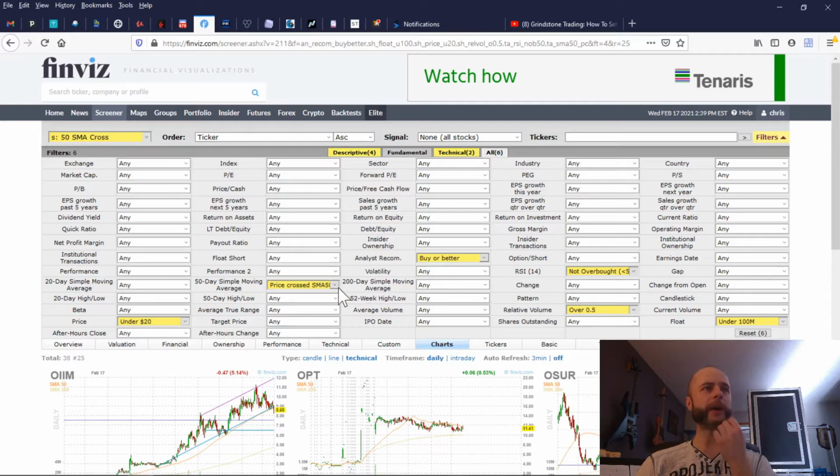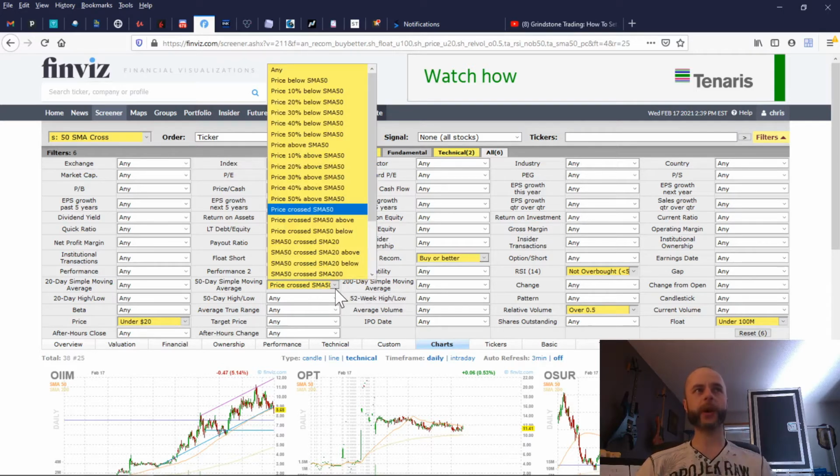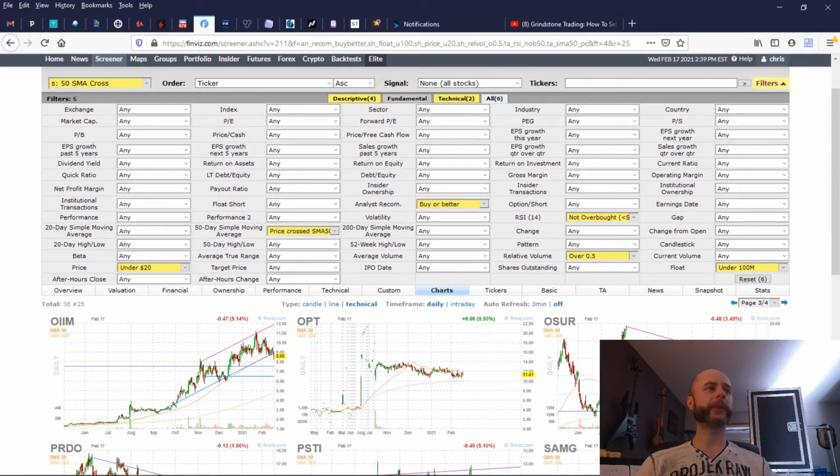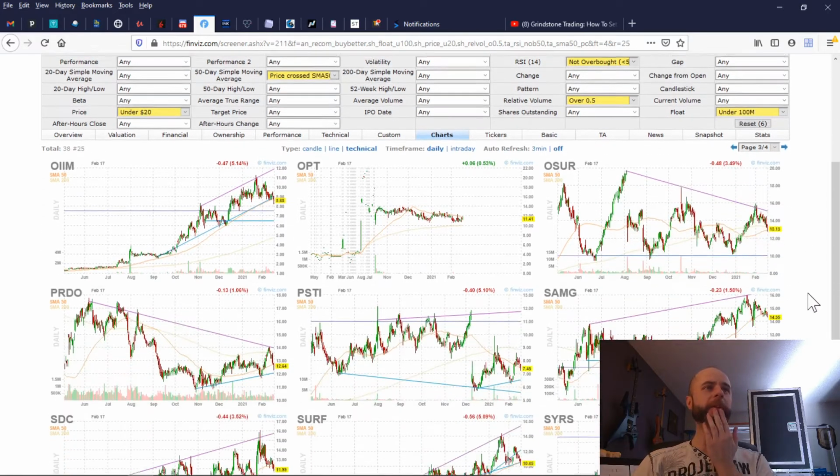This one, I've got this parameter here, price crossed 50 SMA. I don't know what the exact parameter there is. I could look it up, but it's like it's crossed 50 SMA recently in the last couple of days. Under 20 bucks. We've got 38 charts to visually sort through here. Same thing, analyst recommendation, buy or better, always. That's just my preferred way of doing this. Not overbought as usual. Relative volume over 0.5, because I want to see a lot of charts here, and then under 100 million float.